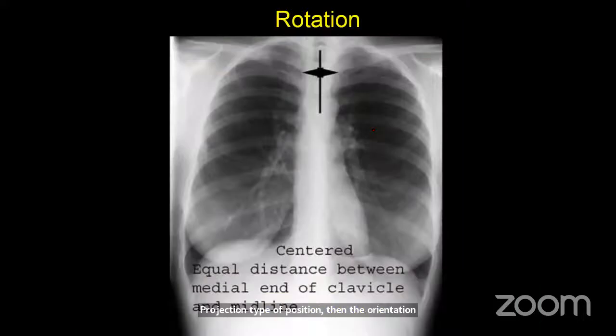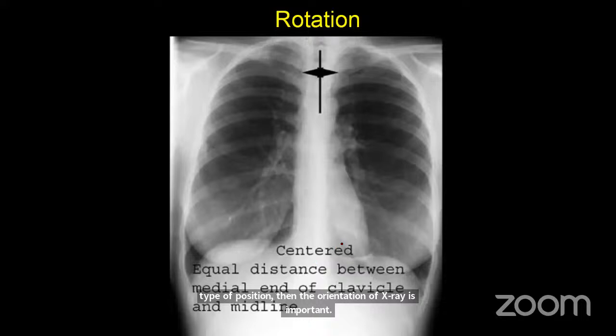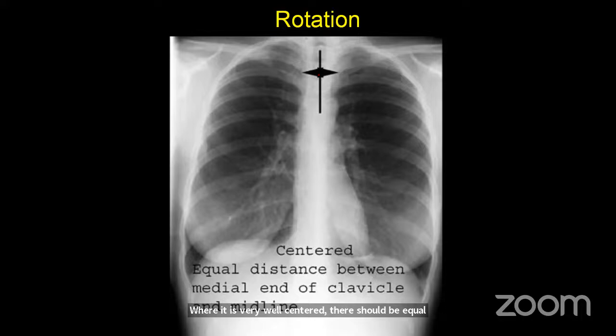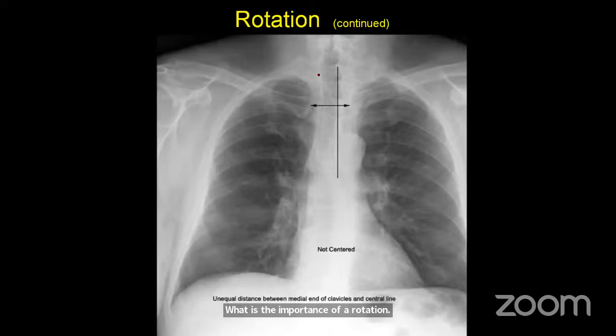In a normal X-ray, the right technique should be where it is very well centered. There should be equal distance between the medial end of the clavicle and the midline. This is true only in patients who have no kyphoscoliosis. So, what is the importance of rotation? In a normal patient, the chest is properly aligned to the plate. However, if one shoulder or one side of the chest is nearer to the plate, even by a few centimeters, like even 1 centimeter, the patient will be rotated.